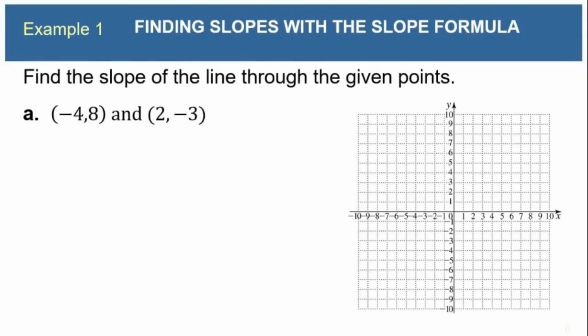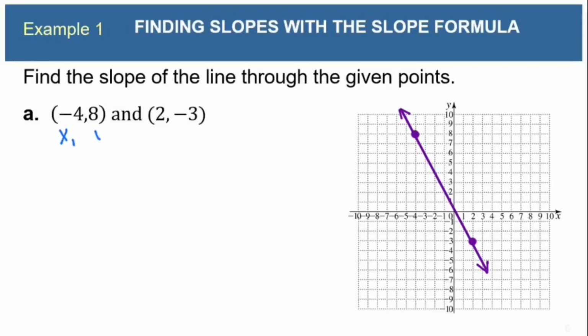-4, 8 will be left 4 and up 8, so we'll have a point here. And then 2, -3 will be right 2 and down 3, so we'll have a point here. And here is the line between them. Now notice this line is sloping downhill as we go from left to right. Anytime we talk about uphill or downhill, we'll always be thinking about going from left to right, the same direction that we read. So now let's go ahead and use our formula.